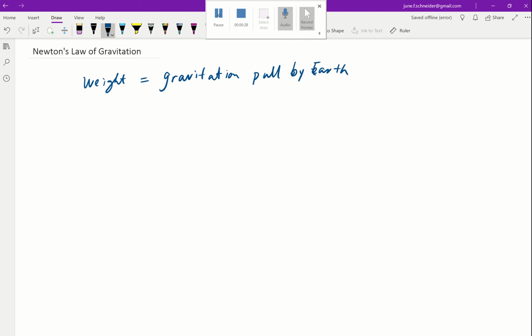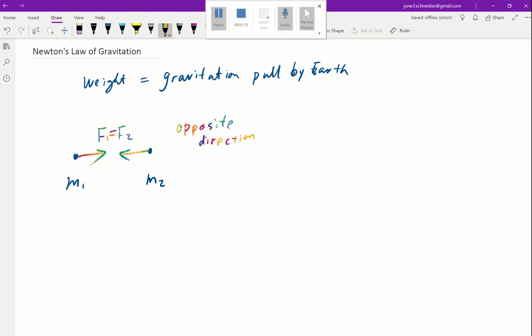Now let's think about this. When we have two objects, mass 1 and mass 2, Newton discovered that those two masses attract each other. So in other words, M2 is going to attract M1, pull M1 closer, and M1 is going to pull M2 closer, right? Those two forces, F1 and F2, are equal, and they act in opposite directions. Opposite but equal.